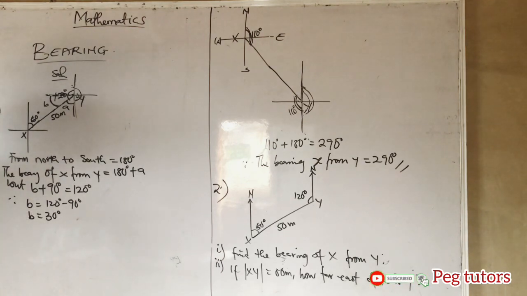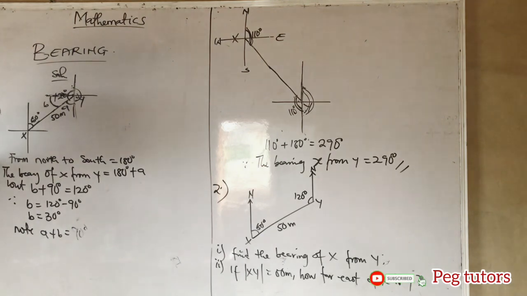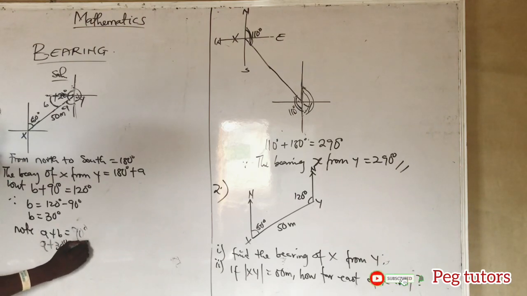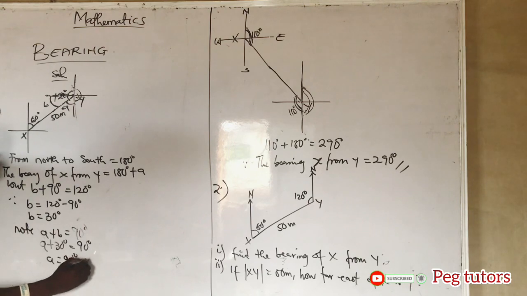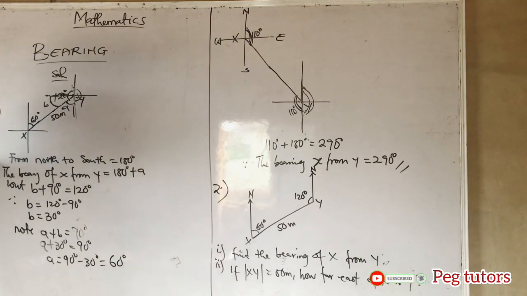So if B is 30 degrees, now note that A plus B is equal to 90 degrees because this is A, this is B. So therefore, you know B already as what? A plus 30 degrees is equal to 90 degrees. So therefore, A is equal to 90 degrees minus 30 degrees, which is equal to 60 degrees. Are you getting me now?